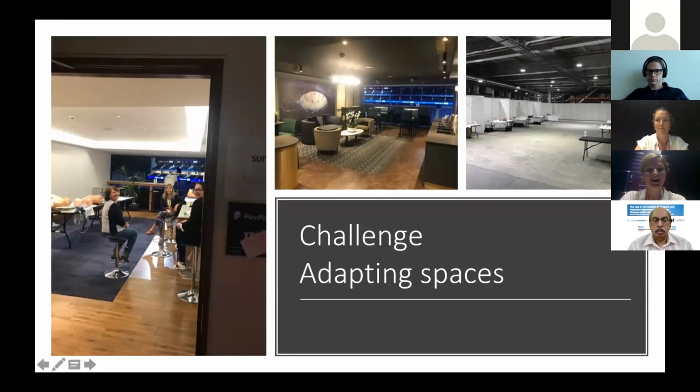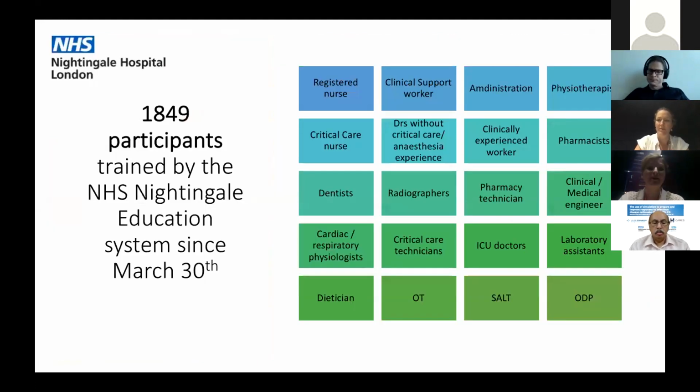So on the next slide, you can see that we trained. This slide was as of the 30th of March, so it's slightly outdated. Since then, we've trained almost 2,500 participants through the Nightingale Training Centre. And this box just shows who we've trained. So we've trained all different specialities. Basically, every single person that's gone to work in the Nightingale Hospital, of all disciplines and specialities, has come through our training programme.